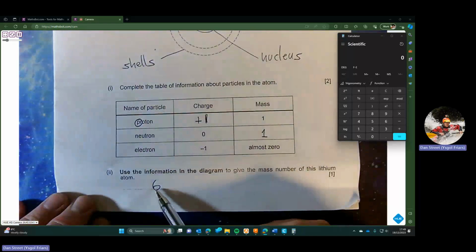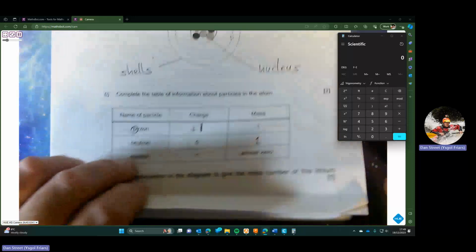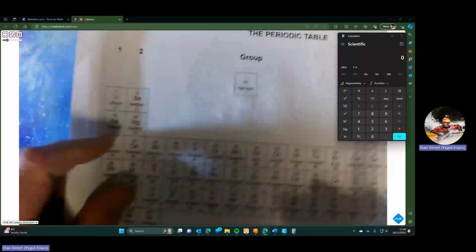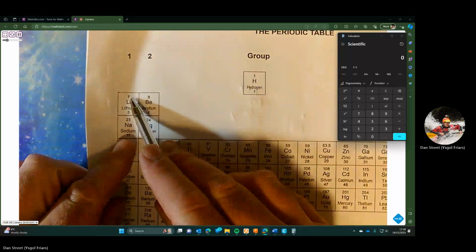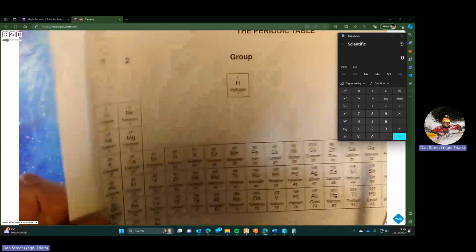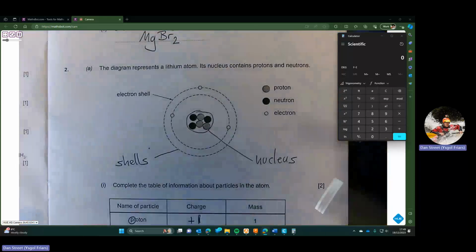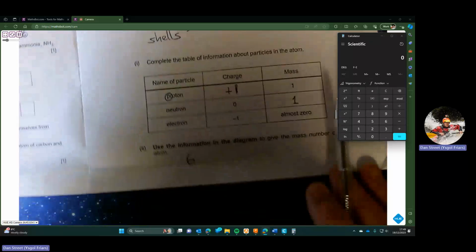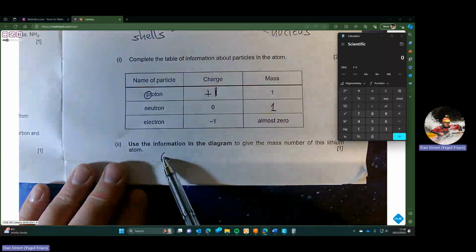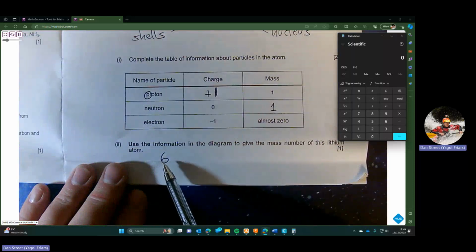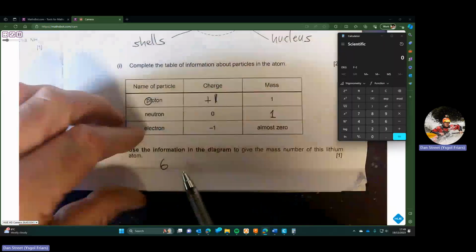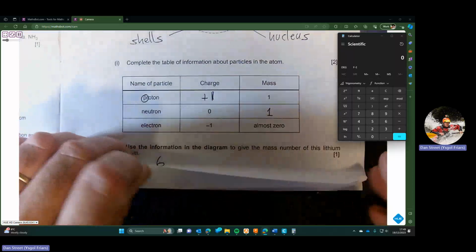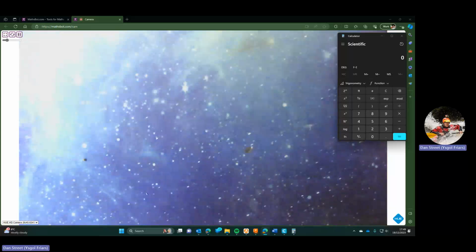Which is important because you might have been tempted to look at the periodic table, which would have been reasonable. However, had you looked at the periodic table for the mass of lithium, you would have found that it's 7. So in this instance, this here is what's known as an isotope of lithium. It is lithium because it has 3 protons, but it's got a different mass because it's got a different number of neutrons. So it's an isotope of lithium, which may come in useful in a moment. Okay, so moving on.